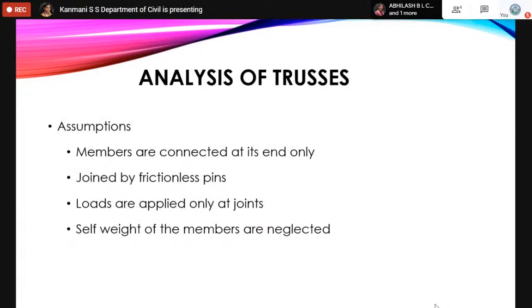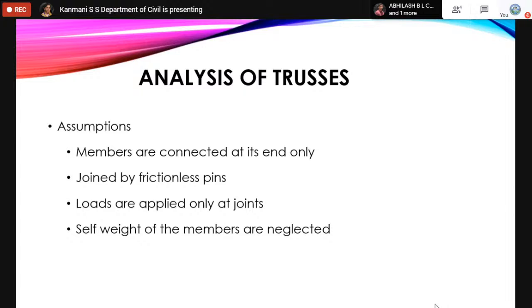To start with, analysis of trusses, the assumptions which I already told in the last session 2. Members are connected at their ends only, not in between the members, and all are joined by frictionless pins, nothing but hinge supports. Loads are applied only at the joints, even if you have a load like a wind load or any other load, we assume it to be acting only at the joints.